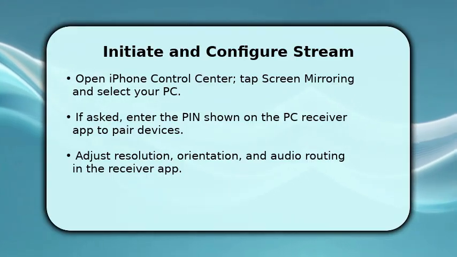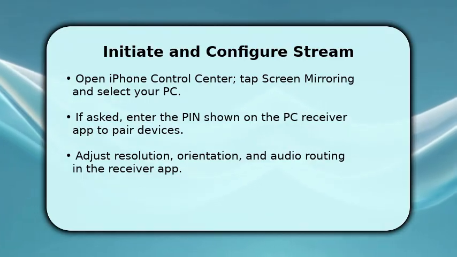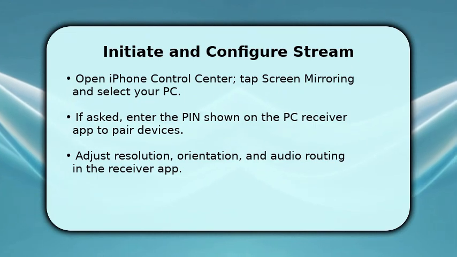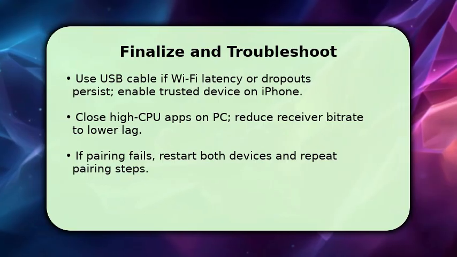Once connected, verify orientation and privacy settings so notifications don't show. Then, continue to optimize performance. You finish by testing video and audio playback, adjusting bitrate and scaling in the receiver for clarity.